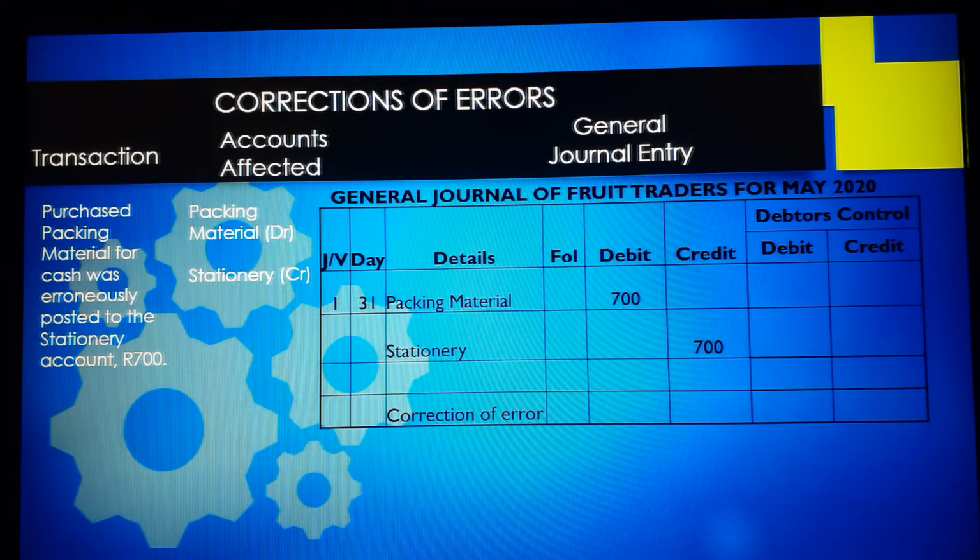Another correction of error we could have is if we mistakenly post materials that we bought, for example, to the stationery account. That means we should have entered the money into packing material, but we entered it into stationery instead. So we now have to reverse the entry. So we would then debit packing material and we would credit stationery in order to show the cancellation of the money in stationery and adding it to the correct account, which is packing material.